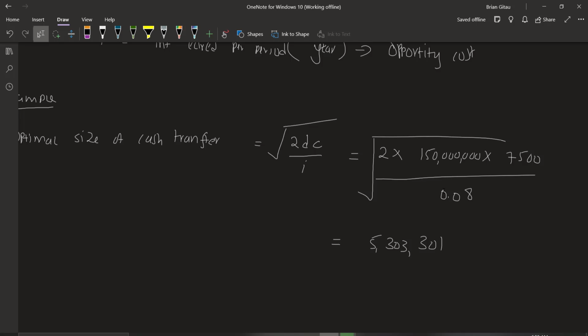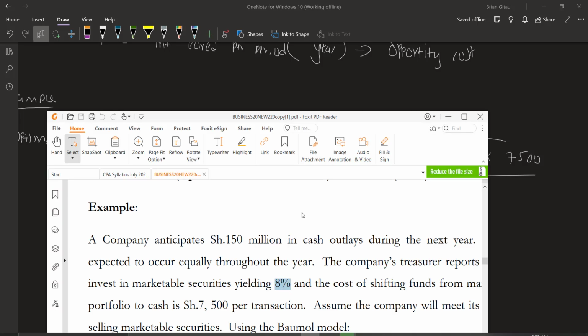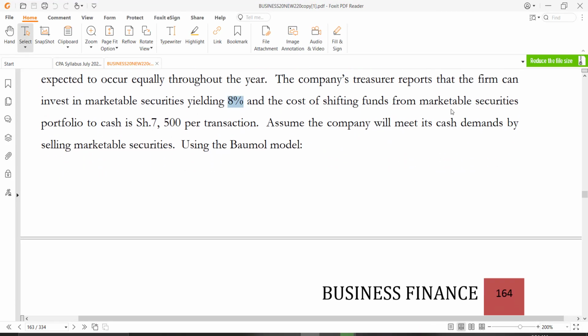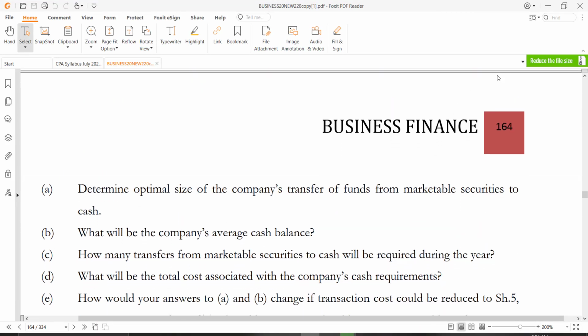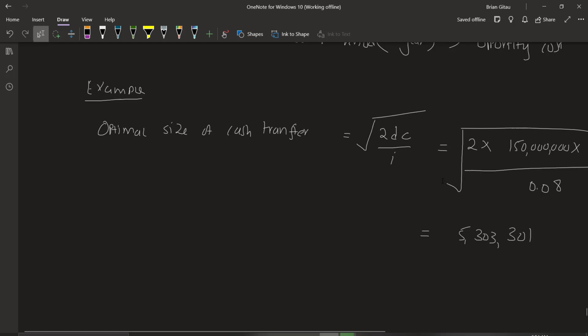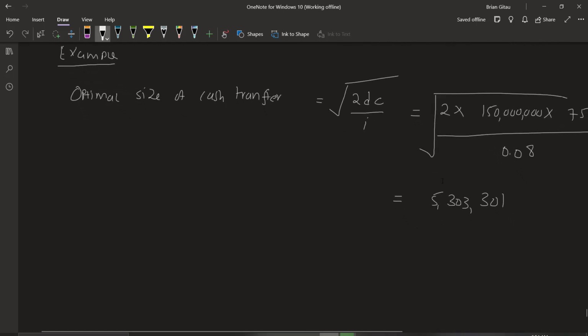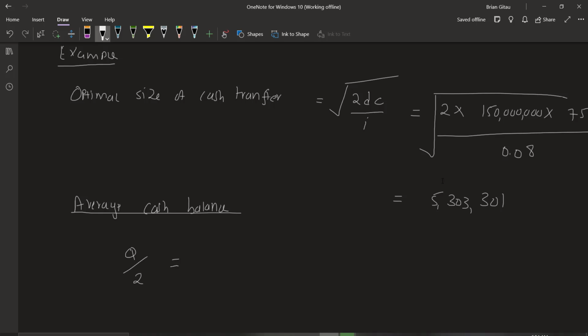So next, let's see the next requirement. What will be the company's average cash balance? So the average cash balance will take the quantity we have gotten, then we divide by 2. That will give us the average cash balance.